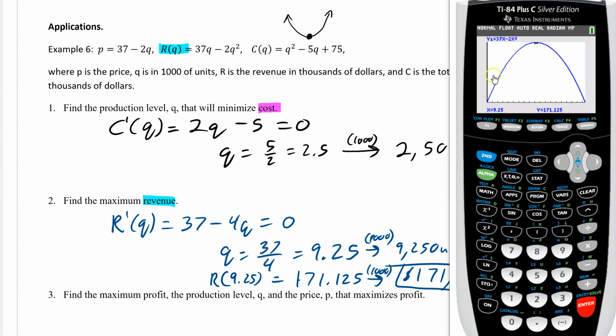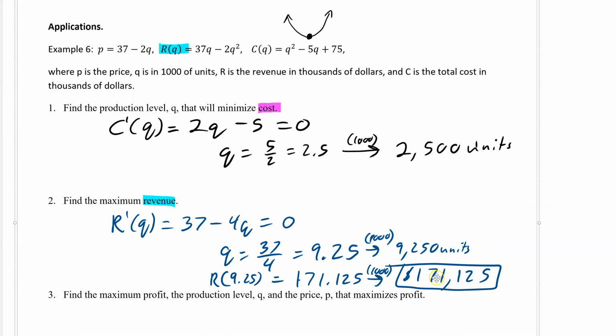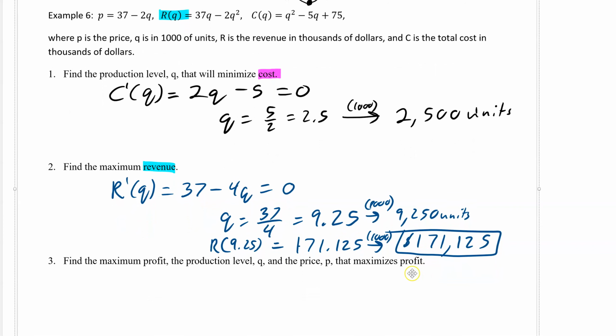171,125. You can see that our revenue is increasing, and then after that it is decreasing. So if they sell more than 9,250 units, they lose money. That's what's happening. So there's the optimum number of units for revenue. So let's look at the next one now.